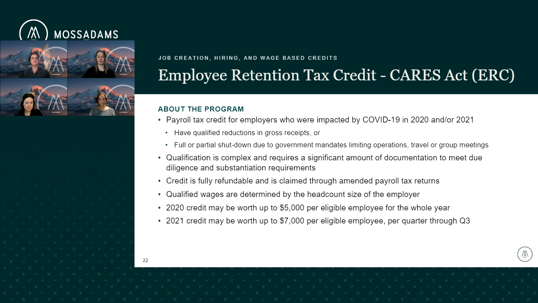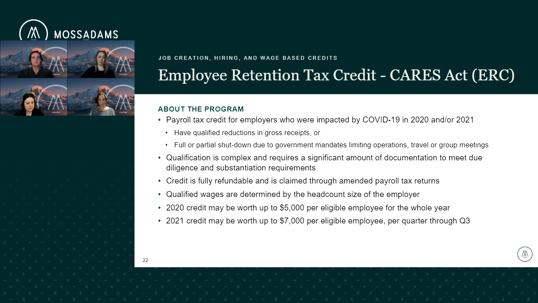Okay, so now we're going to pivot and talk about some job creation, hiring, and wage-based credits. The first one is the employee retention credit. So this incentive came out as part of the CARES Act. It's a fully refundable payroll tax credit for employers who had either a significant decline in gross receipts or a full or partial suspension of their business operations due to U.S. government orders mandating closures.